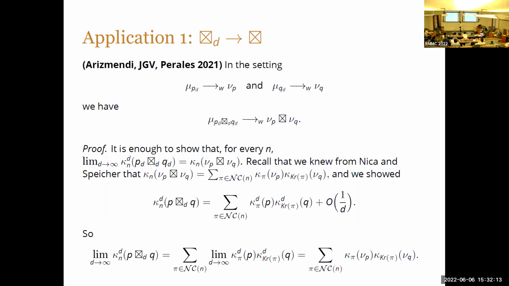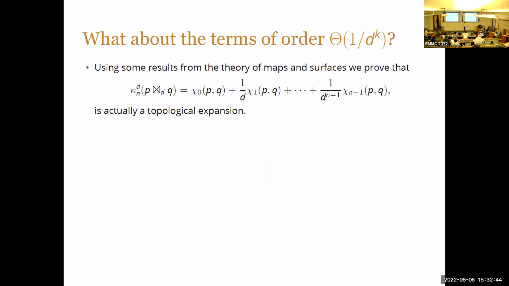Now each of these finite free cumulants becomes a free cumulant in the limit. On the right side, you apply the Nica-Speicher formula, and you just get kappa_n of nu_p convolved with nu_q. So that's telling you that the finite free cumulants of these measures are converging to the corresponding cumulants. And because cumulants determine moments and moments determine measures, you get this proposition over here. So that's one application.